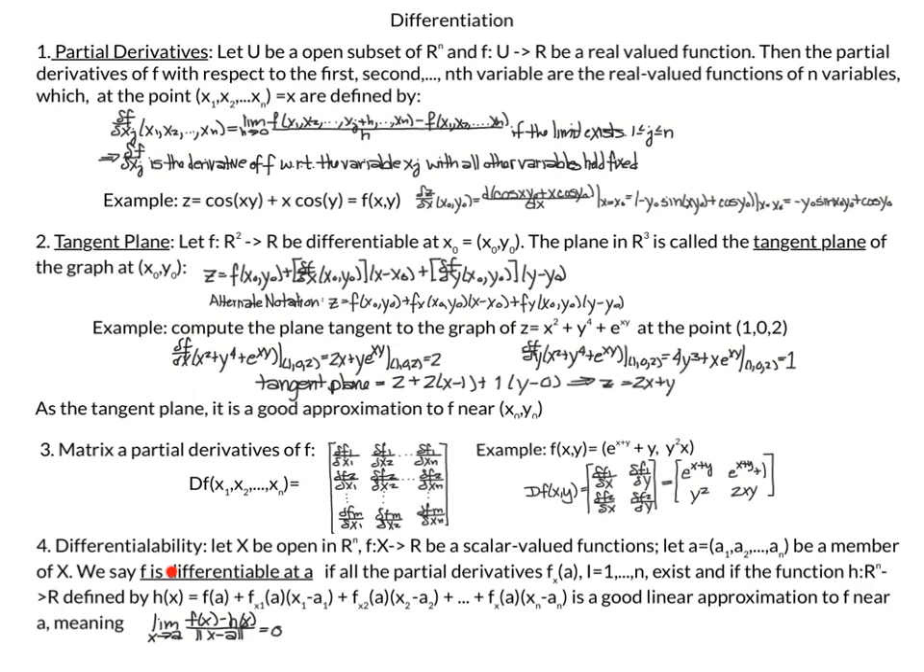We say f is differentiable at a if all the partial derivatives of f at a, the partial derivatives 1 through n, exist, and if the function h, Rn to R, defined by this tangent approximation, is a good linear approximation of f near a, meaning the difference between f of x and h of x, h of x being this tangent approximation, as x approaches a, is equal to 0. So how good of an approximation it is is also an indication of differentiability.